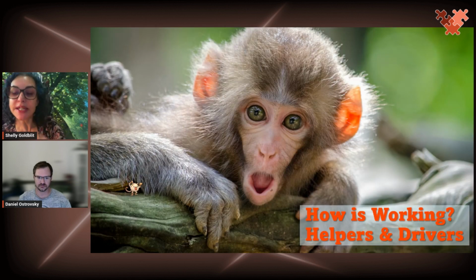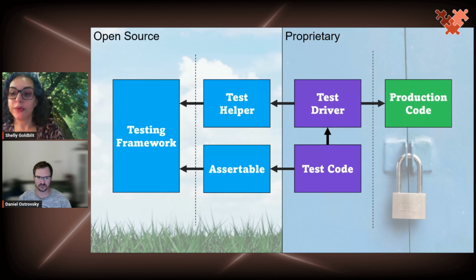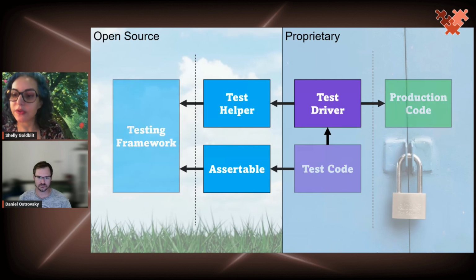So this seamless way of testing components, micro frontend and application, is based on using helpers, assertable, and test drivers. Test code uses the test driver so that the test code is unaware of the implementation details of the component, of our production code. The test driver uses test helper, so it is unaware of the testing framework. Let's focus on test helper, test driver, and assertable.